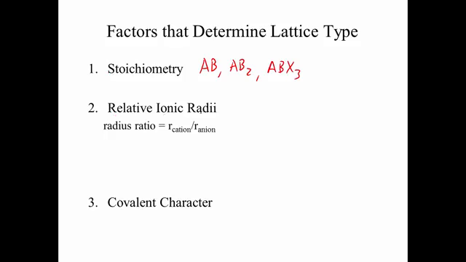Next, we consider the relative ionic radii, and in this case we're going to define the radius ratio as the radius of the cation divided by the radius of the anion. This is a factor because the size of the holes varies. So we've seen tetrahedral, octahedral, and cubic holes. Those have different sizes, so one could put a different size cation inside an anion lattice with those holes. So the anion lattice would determine the hole size, and then what cation would just fit inside would be the critical radius ratio.